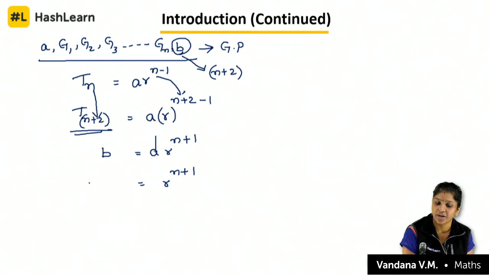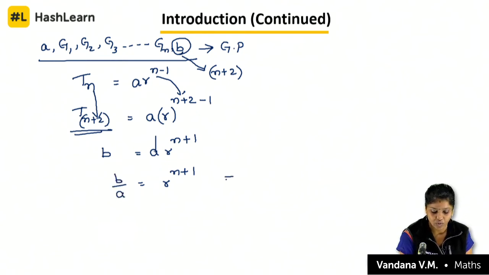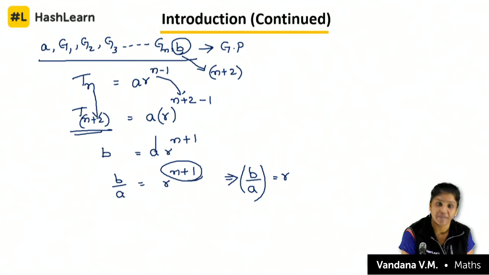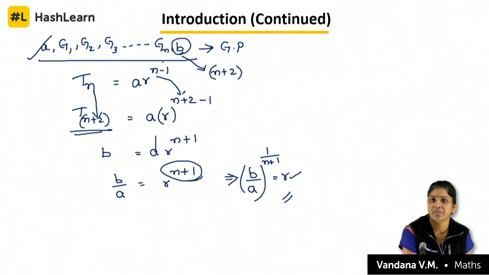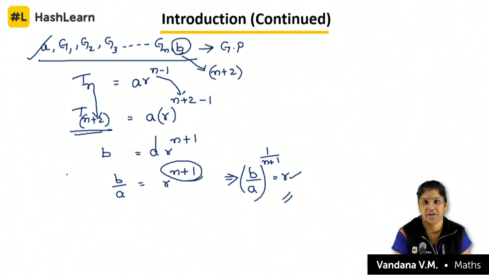If you want r power n plus 1 equal to this side, that is B by A. Now, I would like to find the r value, which is equal to B by A, to the power 1 by n plus 1. This is the way of finding r. I know the first term, I know the common ratio, so whichever term we want, we can easily find out. Understood now, children? Yes, this is geometric mean.